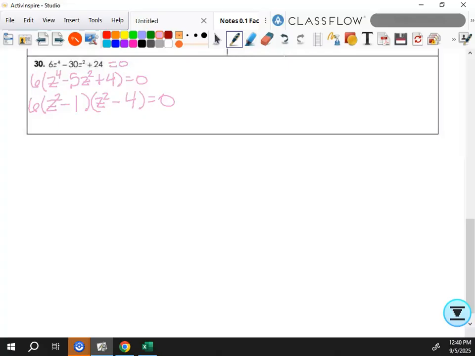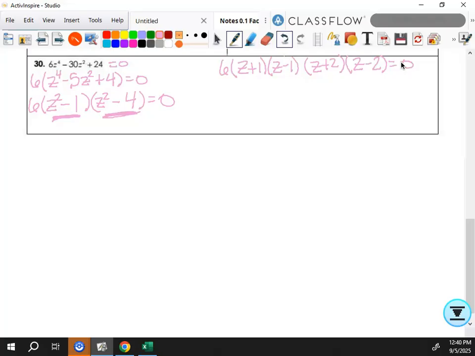Can I factor this more? Yes. So this 6 is still hanging out here. This z squared minus 1, is this a difference of squares? Are they both perfect squares? Yes. So this is z plus 1 times z minus 1. And then is this a difference of squares? Yes. So then this is z plus 2, z minus 2 equals 0.